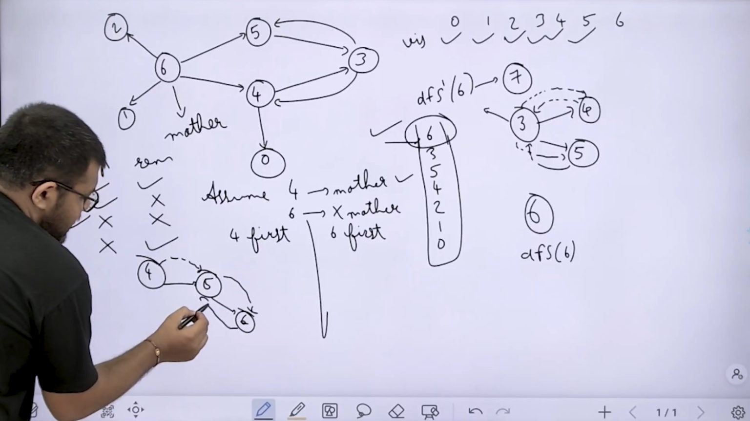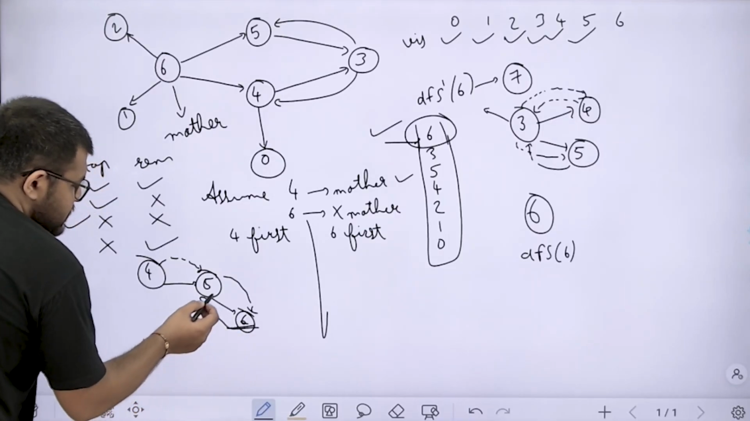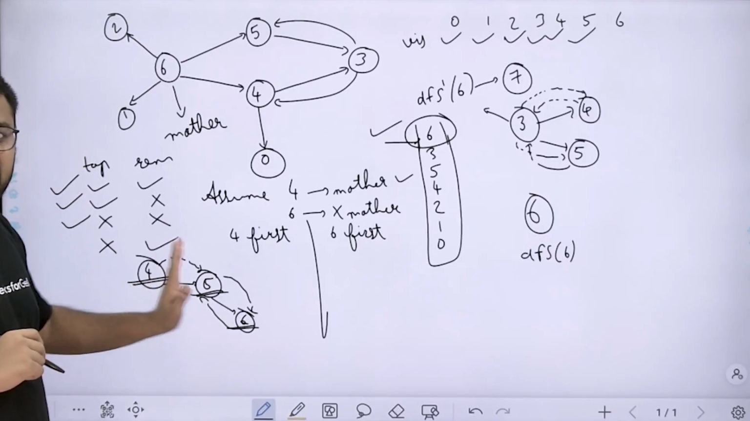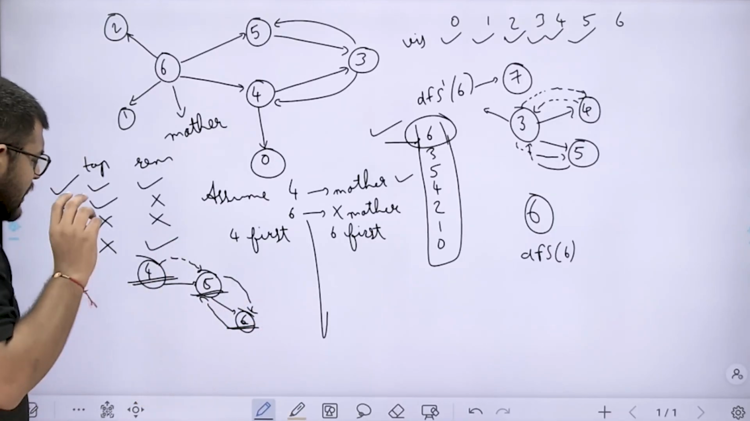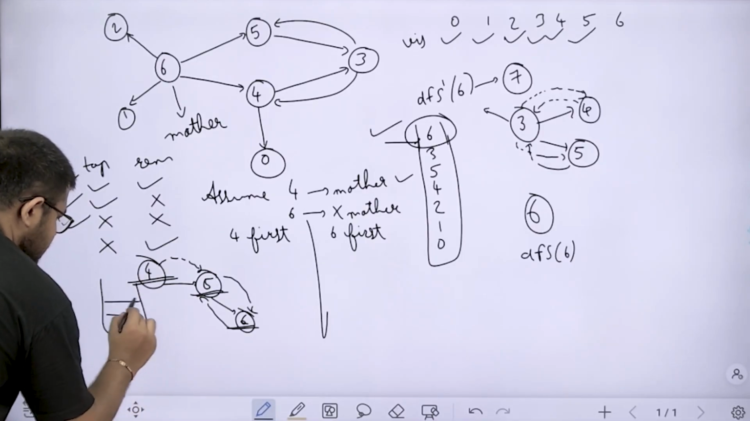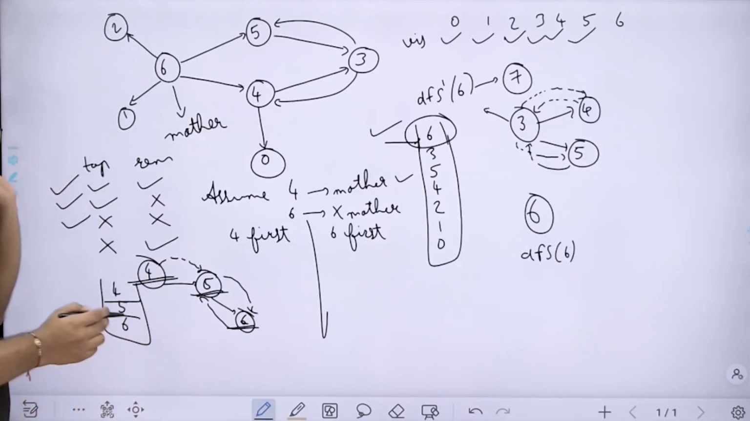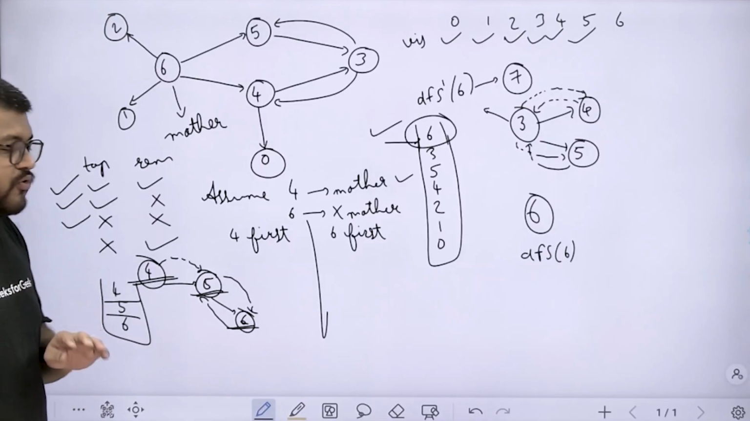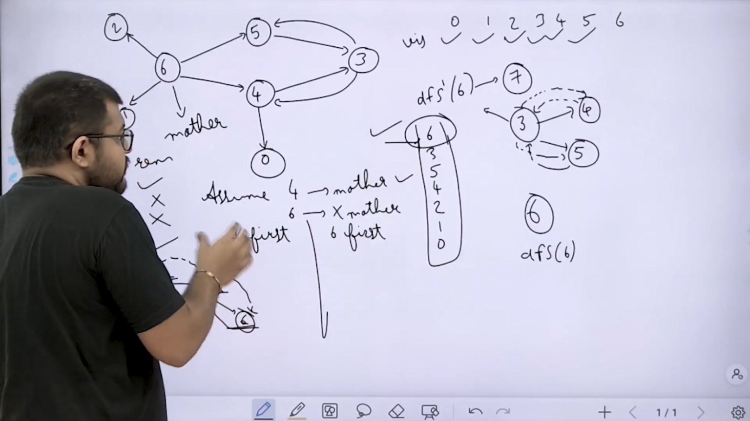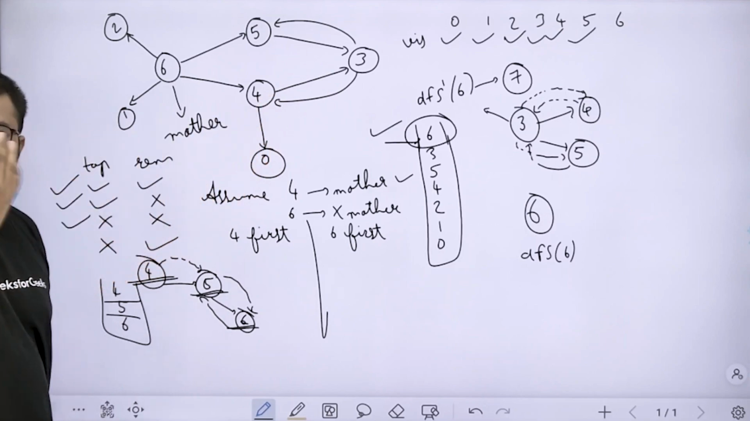Now during backtracking, I'll push 6 in the stack, then I'll push 5 in the stack, and then I'll push 4 in the stack. Suppose there are these 3 elements. So what I'm trying to tell is that 6 will be at the bottom, then 5 will come, and then somewhere at the top 4 will come.